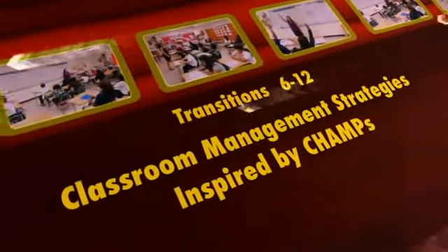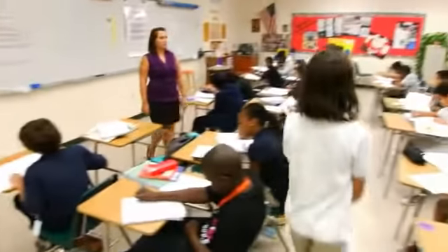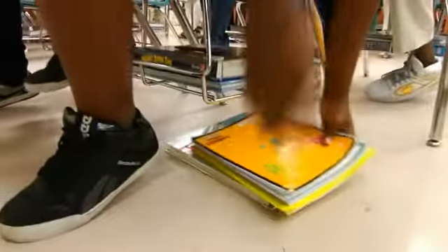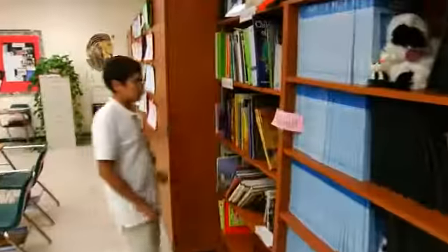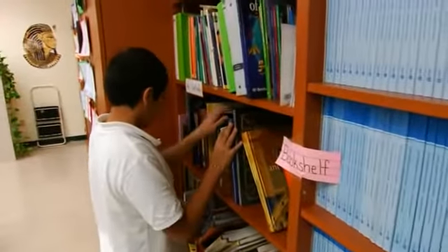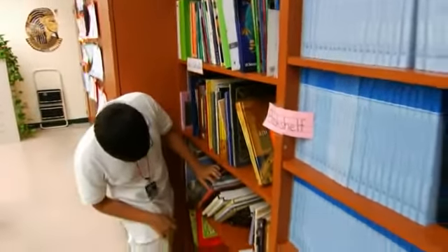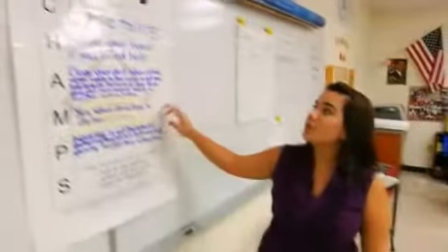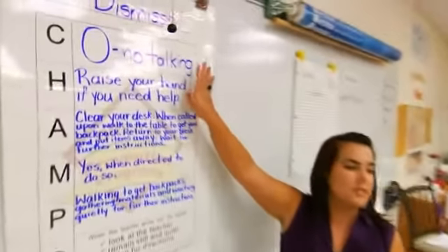Transitions, grades 6 through 12. Transitions are those times when students move from one task to another or from one activity to another. For example, the class is transitioning from a teacher-directed reading lesson to working independently, or they're clearing their desks in preparation for a test. Transitions can be problematic because students often see them as a time to misbehave.